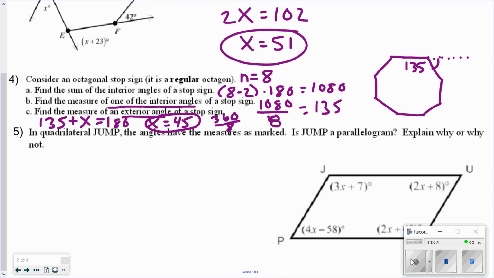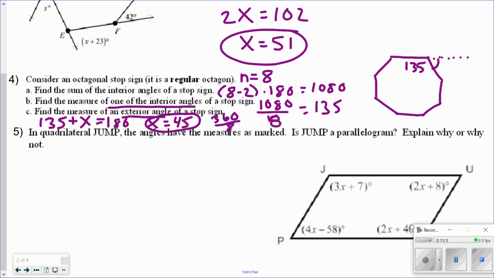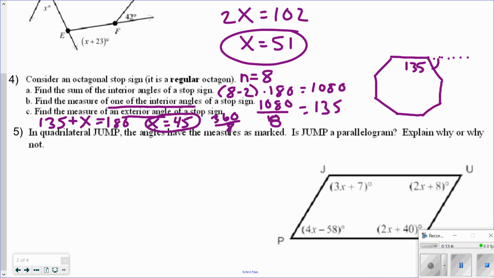In quadrilateral JUMP, the angles have the measures as marked. Is JUMP a parallelogram? Explain why or why not. So for this diagram, we are actually given angle measures. If this was a parallelogram, we would know that the opposite angles are congruent. So that means that J and M would be the same measure, and P and U would be the same measure. So let's start by looking at J and M and set those equations equal to each other.